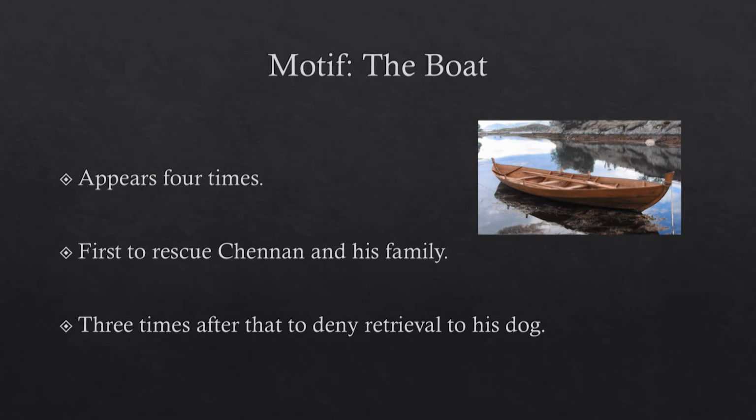The boat appears several times, in fact 4 times in the context of Chenan and his dog altogether. It occurs for the first time to rescue Chenan and his family, and 3 times after that to deny rescue to his dog. So this recurrent appearance of the boat is very interesting and significant in terms of the larger thematic ideology of the story.